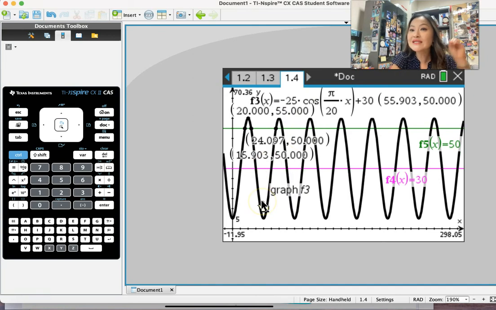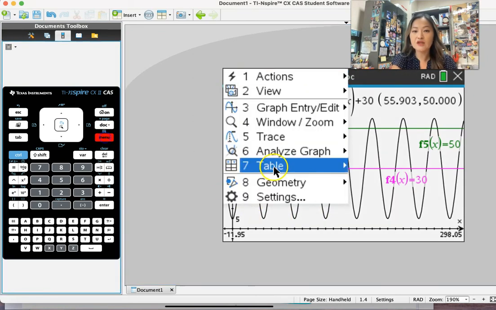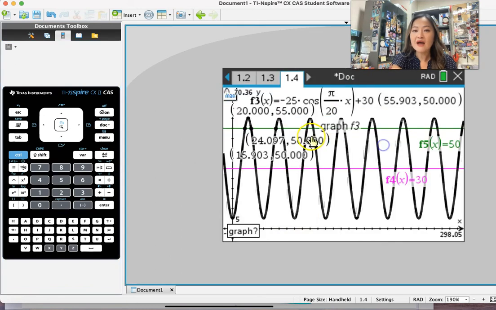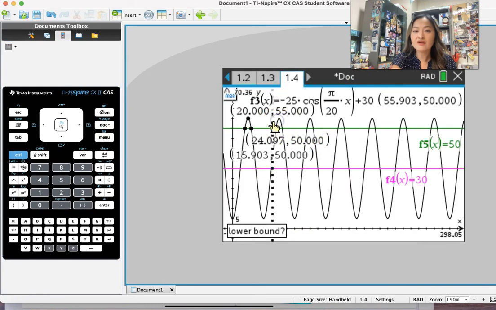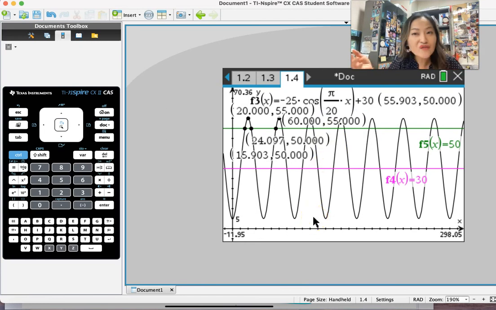When was the next time it hit the max? So we're going to go to menu, analyze graph again, and maximum. I'm going to go to this graph here. So I'm going to go lower bound and upper bound, and here it is. It's another 40 seconds until it hits a max, obviously, because it's the same period, right?